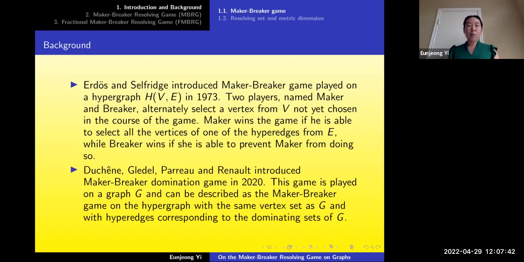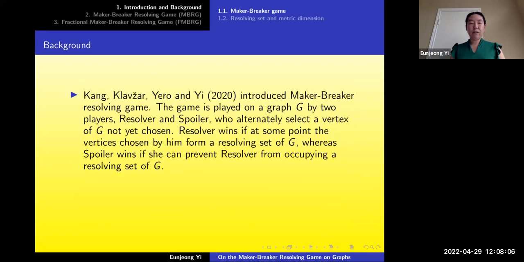Duchêne, Gledel, Parreau, Renault introduced maker-breaker game applied to a domination game, so maker-breaker domination game, in 2020. And this game is played on a graph rather than hypergraph, and can be described as the maker-breaker game on the hypergraph with the same vertex set as graph G and with the hyperedges corresponding to the dominating sets of graph G. Next.